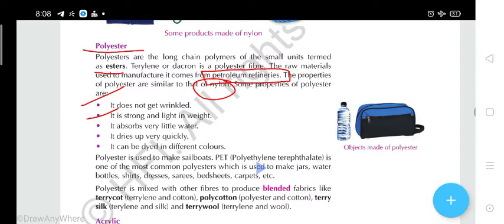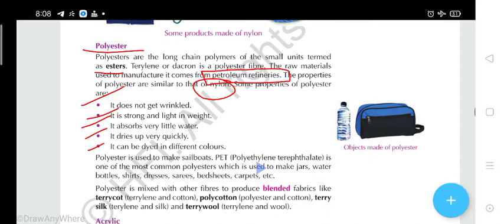Let's see the other characteristics and properties of this fiber. It absorbs very little water, and if it absorbs very little water, it means, students, it dries up very quickly. It can be dyed in different colors. Students, do you prefer different colors in clothes? Yes, of course you prefer. I also prefer. And we can purchase polyester fiber in different colors also, because it can be dyed. We can give color to that polyester.